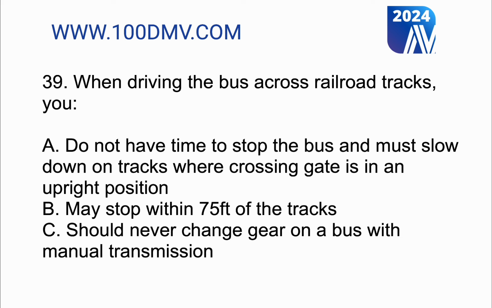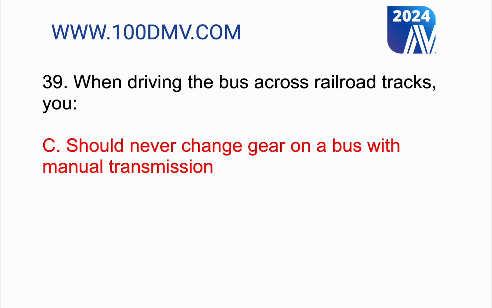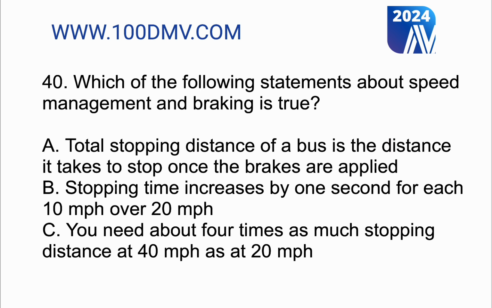39. When driving the bus across railroad tracks, you A. Do not have time to stop the bus and must slow down on tracks where the crossing gate is in an upright position. B. May stop within 50 feet of the tracks. C. Should never change gear on a bus with manual transmission. Correct answer. C. Should never change gear on a bus with manual transmission.